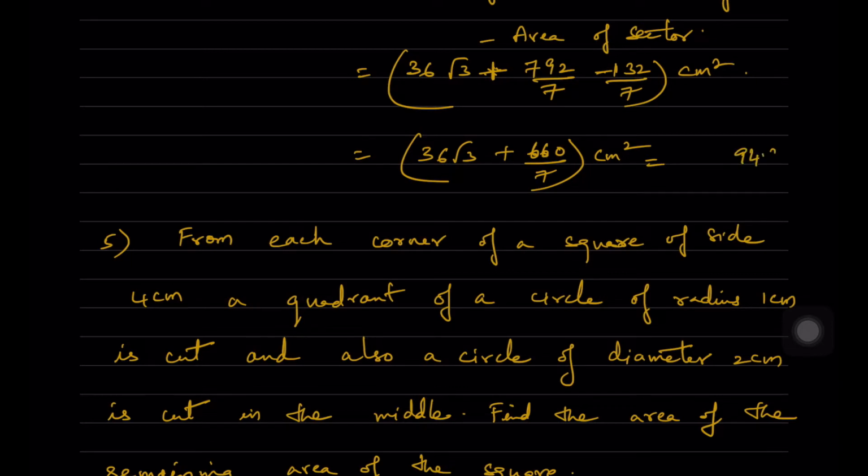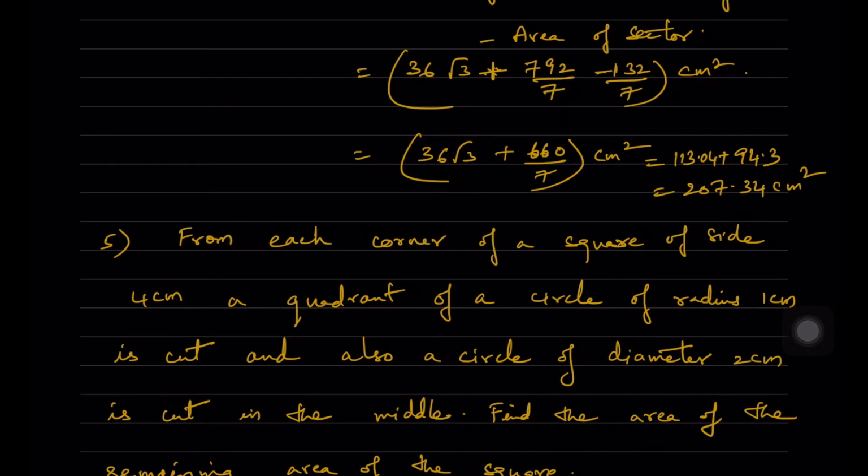So therefore we are getting the answer as 94.3 plus 113.04, and if you add both of them, you are getting 207.34 centimeter square. So now going into the fifth problem.